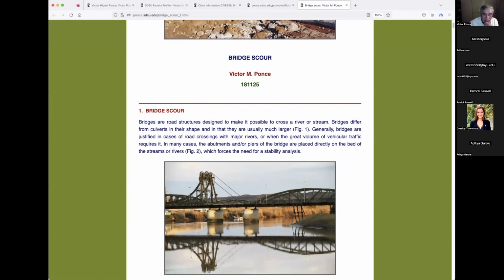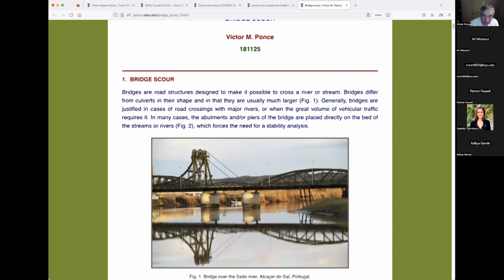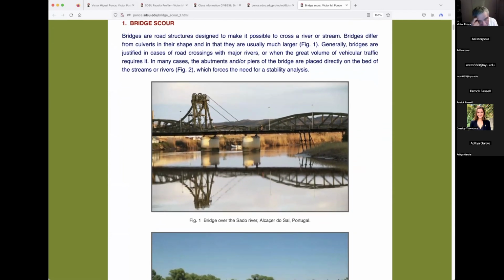Bridges are road structures designed to make it possible to cross a river. Bridges differ from culverts in their shape and in that they're usually much larger. Generally, bridges are justified in cases of road crossings with major rivers, or when the great volume of vehicular traffic requires it. In many cases, the abutments and/or piers are placed directly on the bed of the streams or rivers, which forces the need for a stability analysis of the bridge itself and the piers and abutments. Here is an example of a couple of piers on the Sado River.